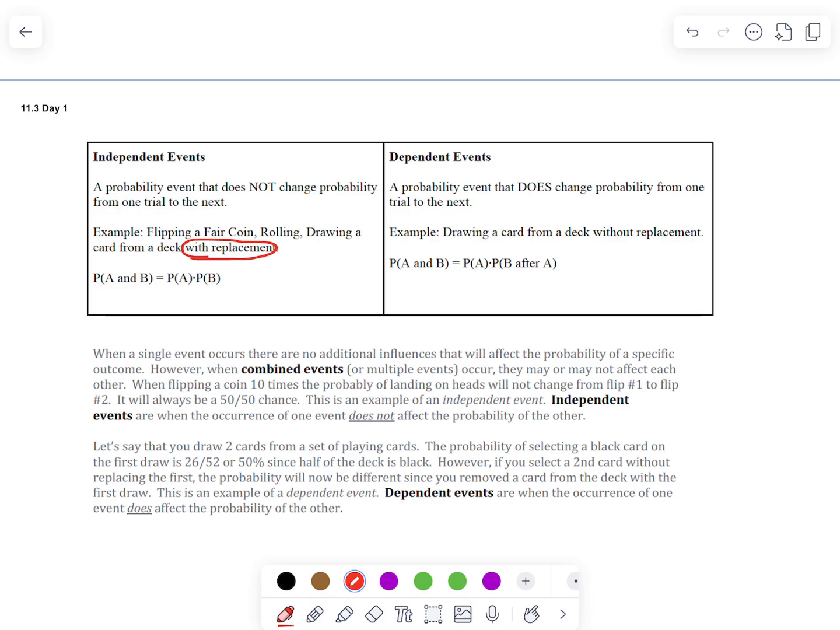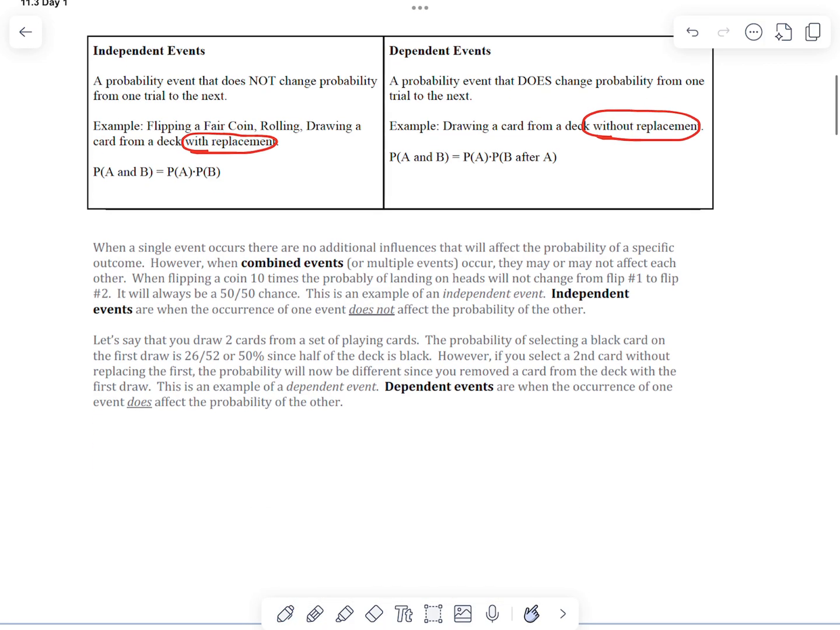Dependent events. A probability that does change from one trial to the next is considered a dependent event. An example would be drawing a card from a deck and then not replacing it, and then you have 1 less card in that deck. So without replacement. You're welcome to pause and read further on this slide, explaining independent and dependent events.